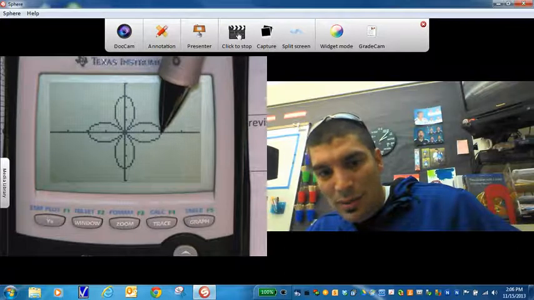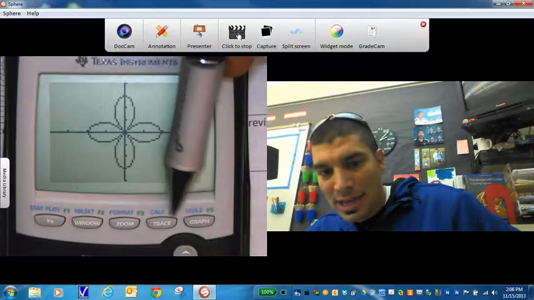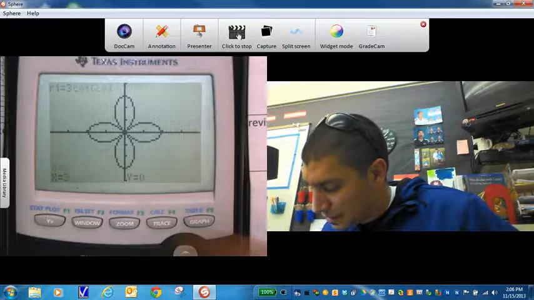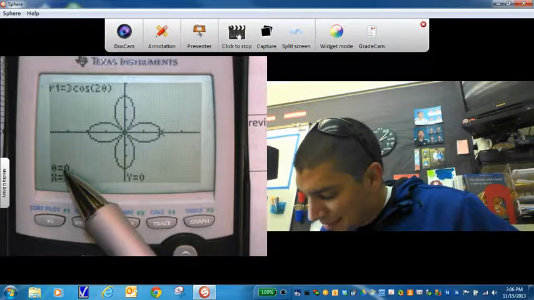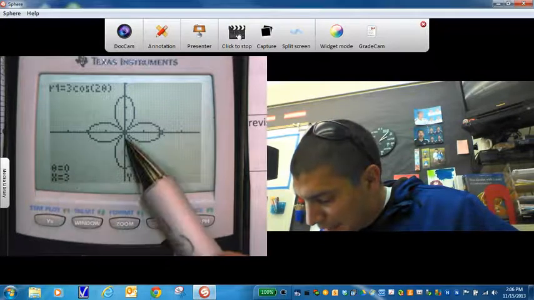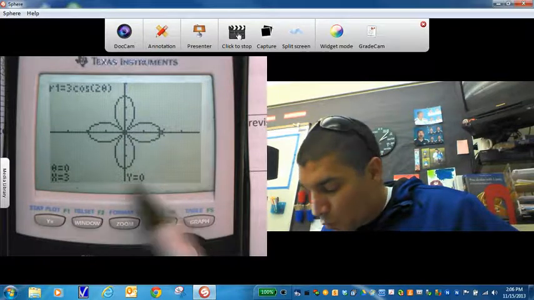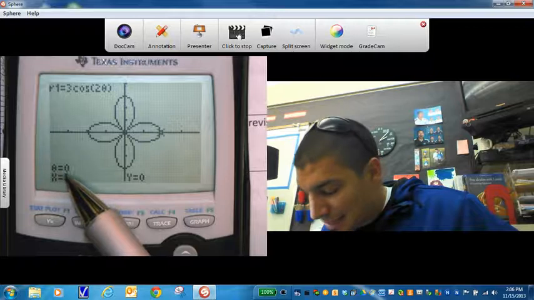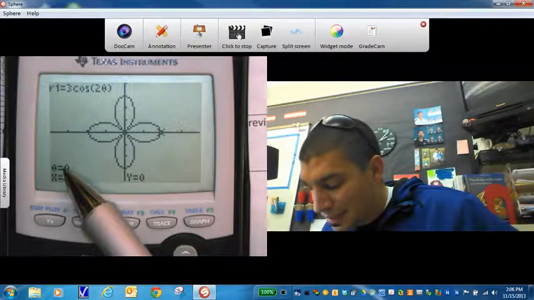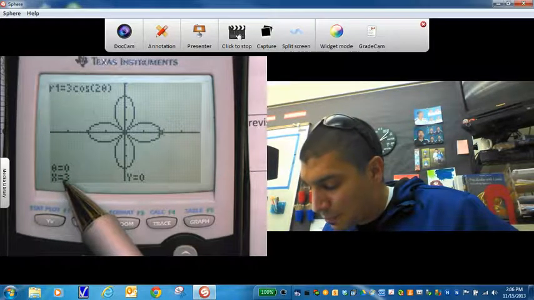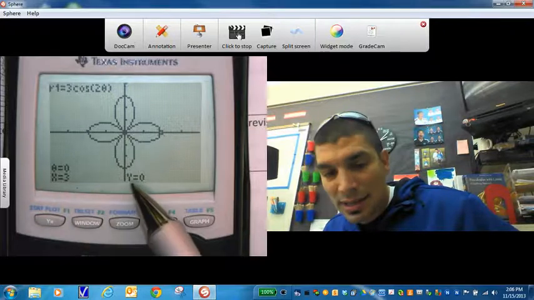So one of the buttons I'm going to use is the trace button, which is right there. Let me press trace. What this is telling me is that I am at 3, 0 when theta is 0. When my angle is 0 radians, I'm at the position of 3, 0.